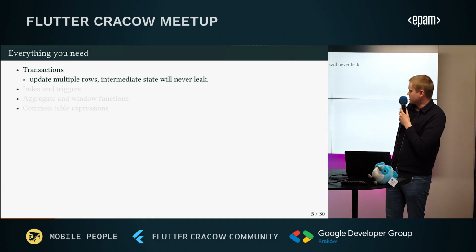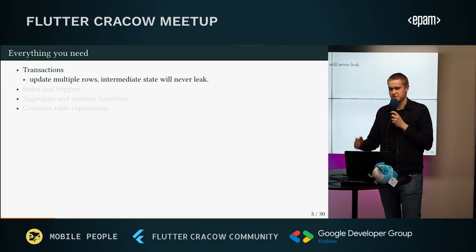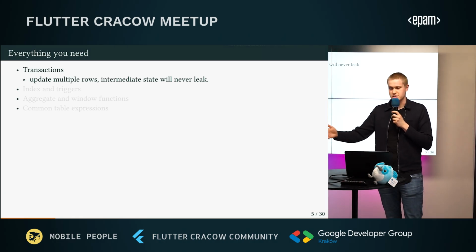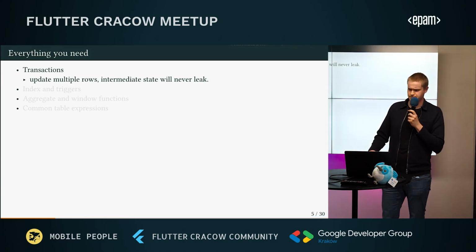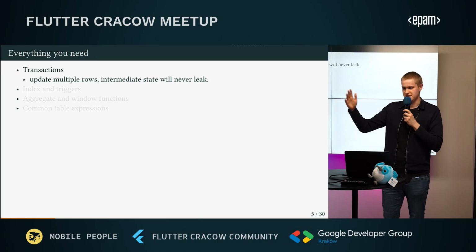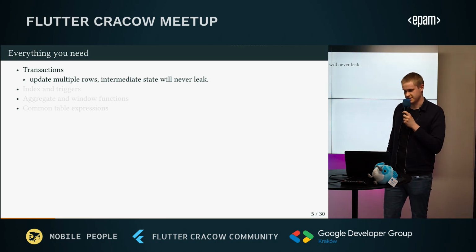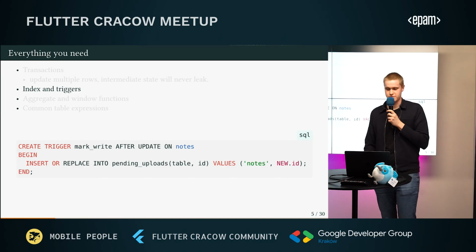So, just some quick SQLite features. We have transactions like we would expect from our database, which means that we can update an arbitrary number of rows in an atomic transaction, and we can ensure that even if the app is force closed during the middle of it, there's never going to be a state where I can see half of that transaction afterwards. Another cool thing we have is indexes and triggers.